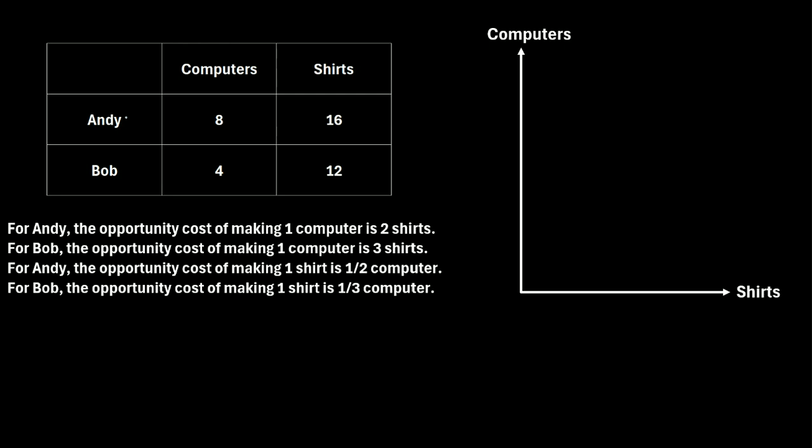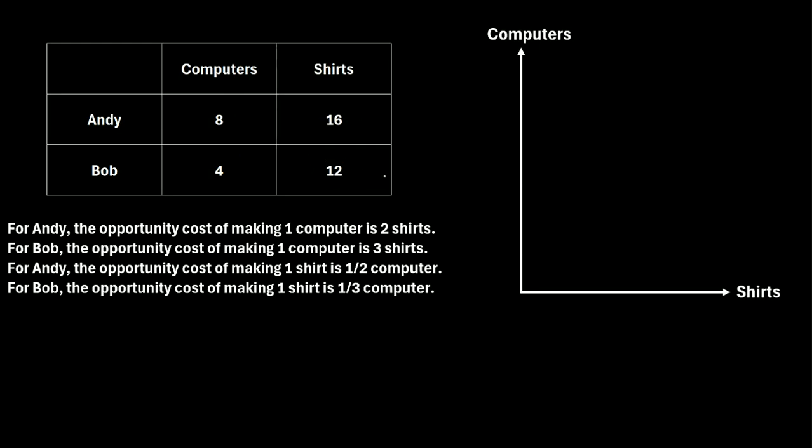So if Andy specialized in making computers, he could make 8 computers. Or if he specialized in only making shirts, he could make 16 shirts. And similarly, if Bob specialized in making computers, he could make 4 computers. Or if he completely specialized in making shirts, he could make 12 shirts.